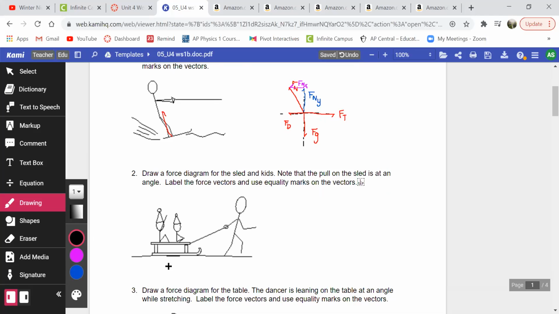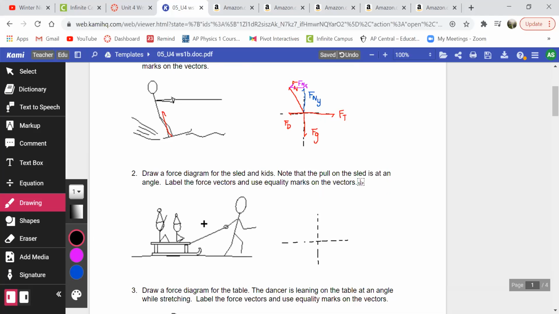Now in this next one, we've got a horizontal surface. You have kids in the sled as our system here that we're paying attention to, and the sled is being pulled up at an angle. So let's draw in our axial plane. We've got a relatively horizontal surface, so we're not going to tilt it.